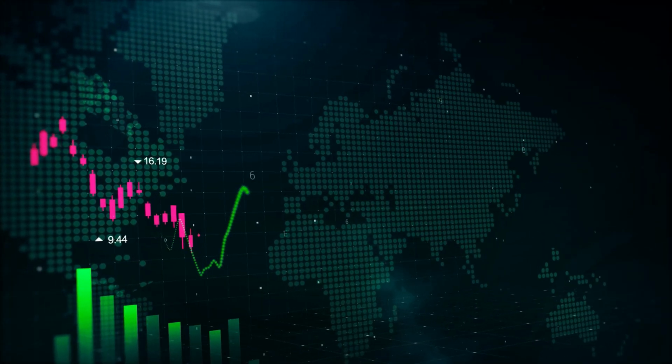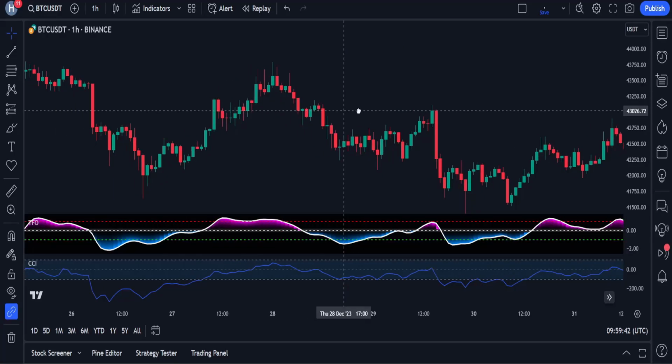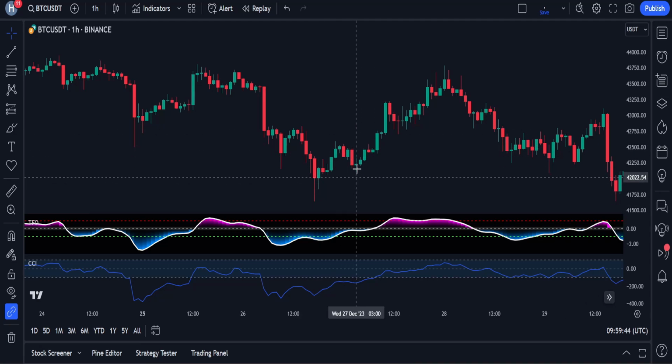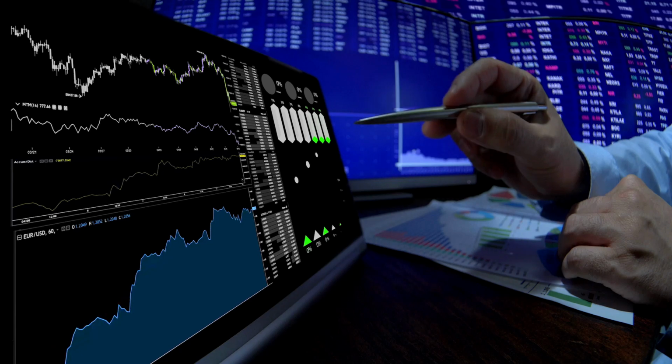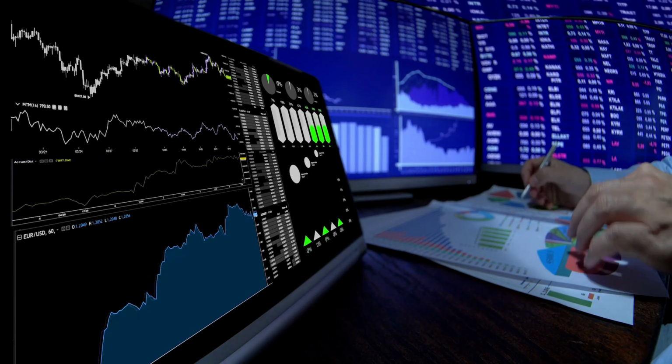Welcome back to Trading. Today I've got something game-changing to share. A trend indicator that's not just good, but downright phenomenal. I stumbled upon this gem on the TradingView platform, and trust me, it's a game changer.